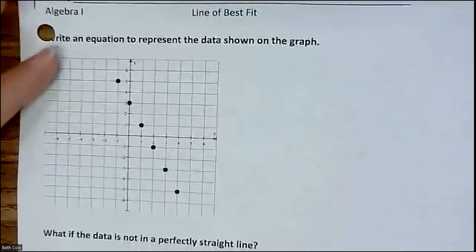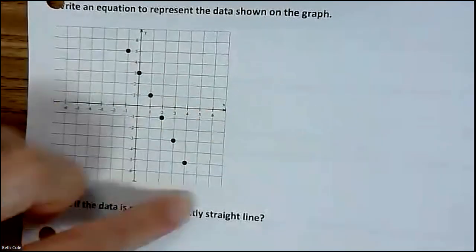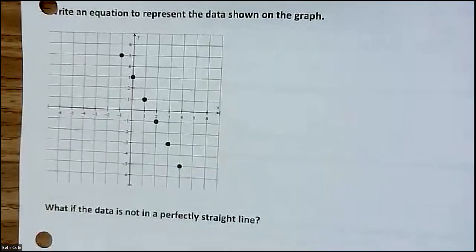So when you look at a graph like this, this is what is called a scatter plot. It's just points scattered around. Do you see how they're not connected? It's like a little constellation, okay?